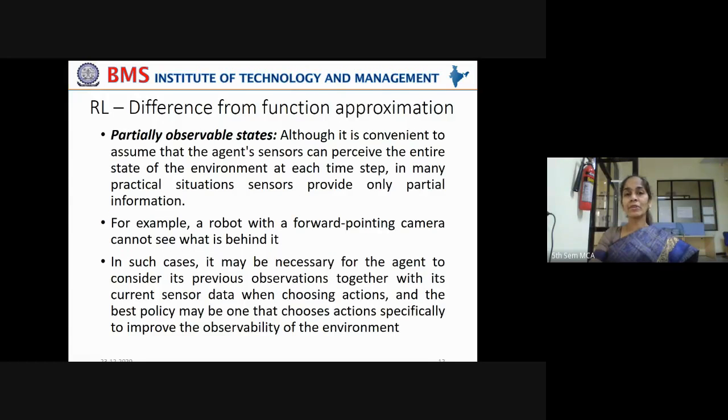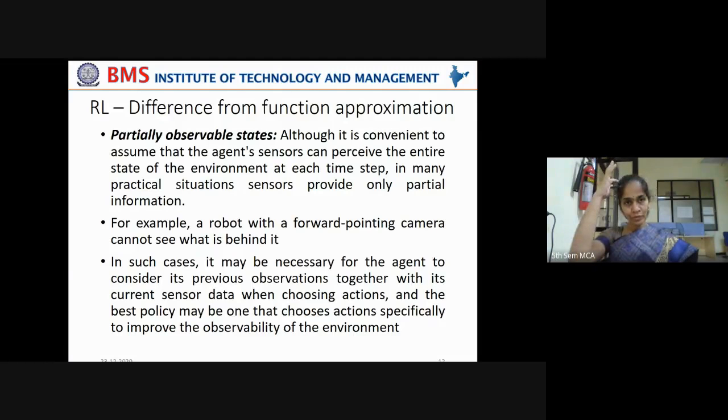Now, partially observable states is also a feature of reinforcement learning. It means not all the states can be observed completely. For that, we have seen an example of a camera which can capture motion or video only in the front side. Then what about the back side? To get a complete experience of the entire environment, it has to use the knowledge it got in its previous scenarios about the other parts of the environment also.